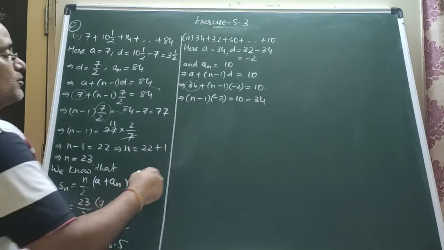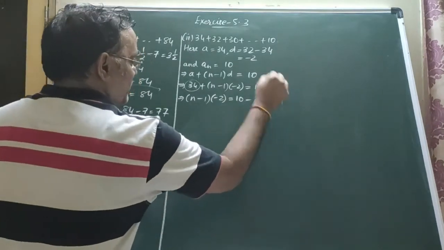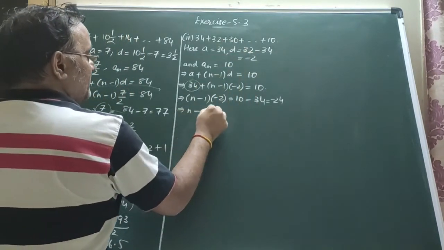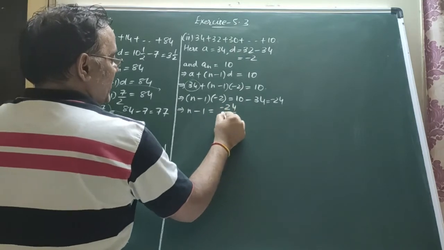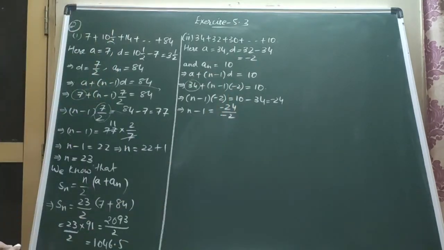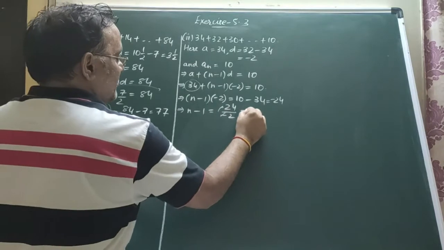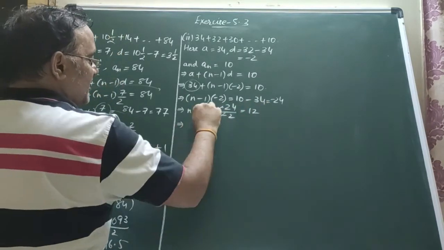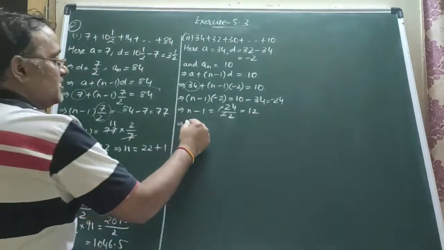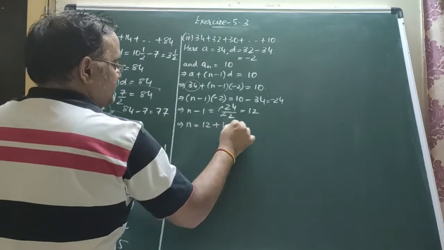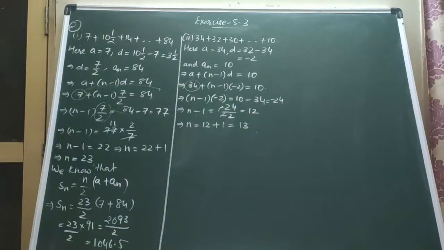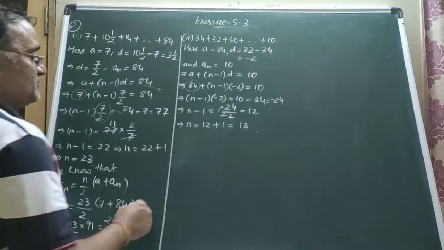10 minus 34 होगा minus 24. So n minus 1 is equals to minus 24 by minus 2. So minus minus will cancel and we'll get 12. Now finally shift minus 1 to that side. It will become plus 1. And we got the value of n is equals to 30.